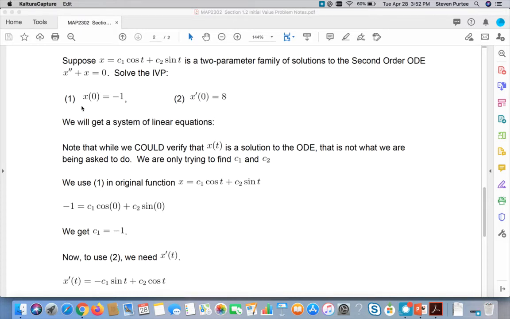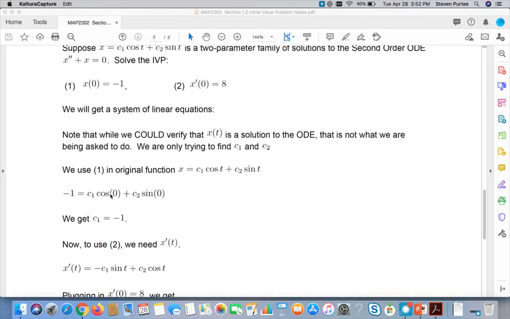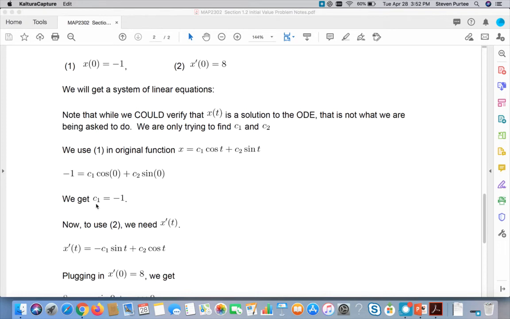So we're going to plug this value into the original. We're going to replace t with 0, and x with -1. Cosine of 0 was 1, sine of 0 is 0, so this whole term disappears. We got lucky here. Instead of getting a system of equations, we get immediately C1 equals -1.